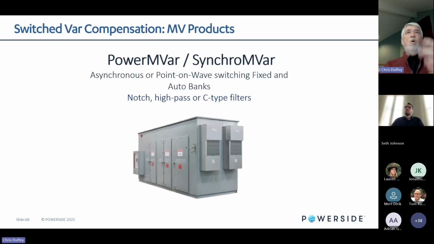So here's one of the devices that we can supply for you in 2 options, Power Megavar and the Synchro Megavar. The key difference between these two is that the Synchro Megavar applies point-on wave switching so that you can reduce your capacitor switching transient. And I'm going to show you an example of that.